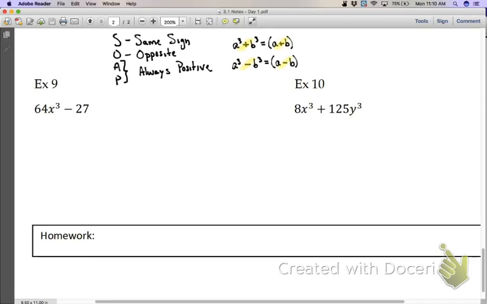So then in my second parenthesis, I'm going to take a squared, opposite sign, so it's going to be negative ab, and then always positive b squared. Same way in the other one, I'm going to have a squared, opposite sign, so plus ab, and then always positive b squared.